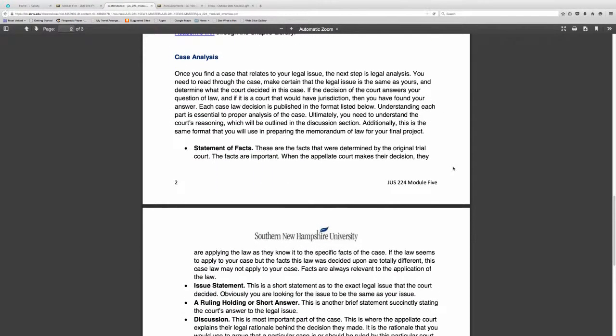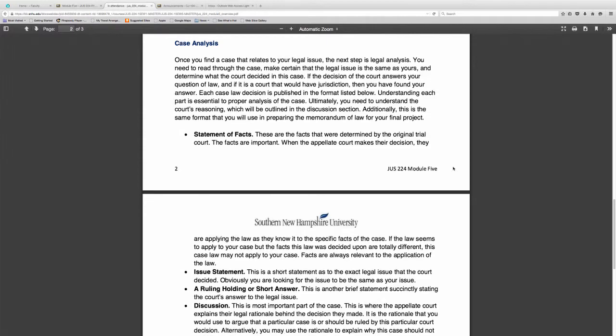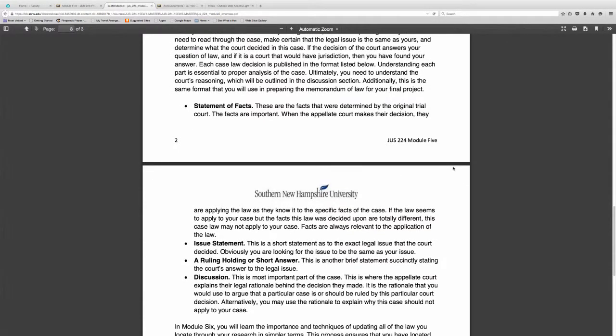All right, so now that you've found your case, you need to do a case study analysis, and that's where you look at this case, you read through it, you make certain the legal issue is the same as yours, and I've written that to most of you, I think. Okay, you need to make sure that after you've read through the case that the legal issue is the same as yours, because that's what the court determines. So each case law decision is published in the format listed below. Now this isn't necessarily something that you need to learn to do. You need to learn to understand it.